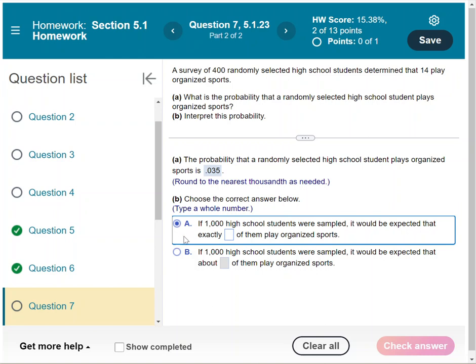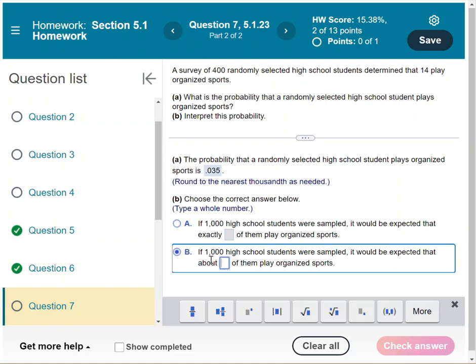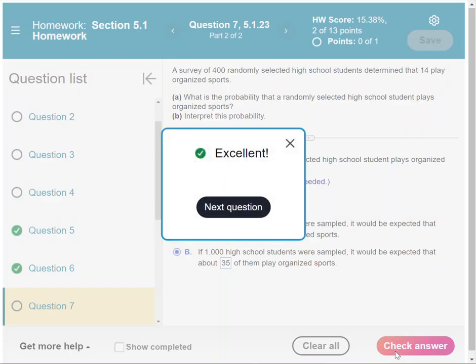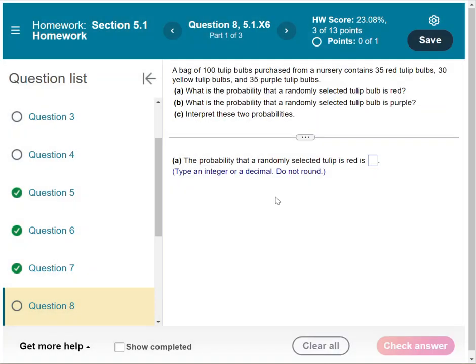And actually, it's not exact. It's an approximation because it's based on empirical data. You know, data we know has variation when we collect data. Let's see, so it was 35 out of 1,000. All right, so just remember it's not exact. That's why it does say it would be expected that about 35 play.